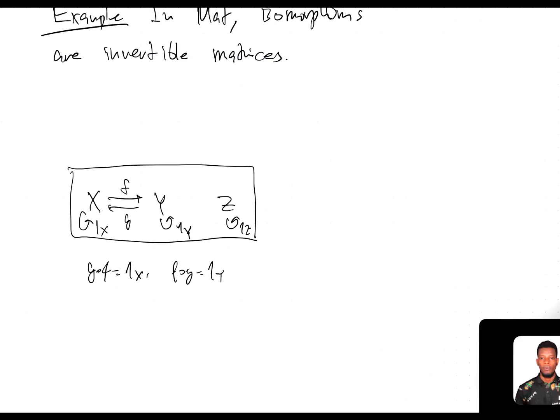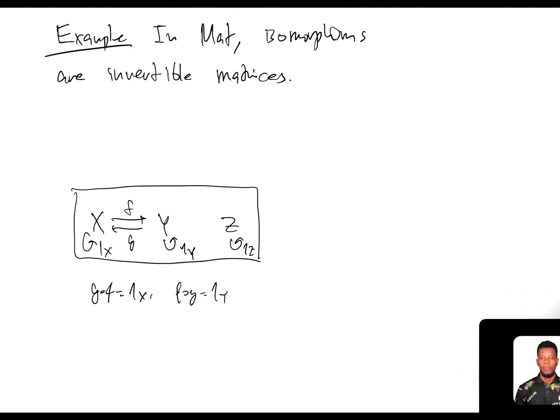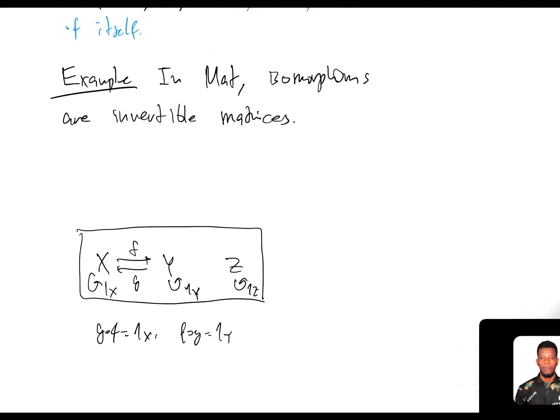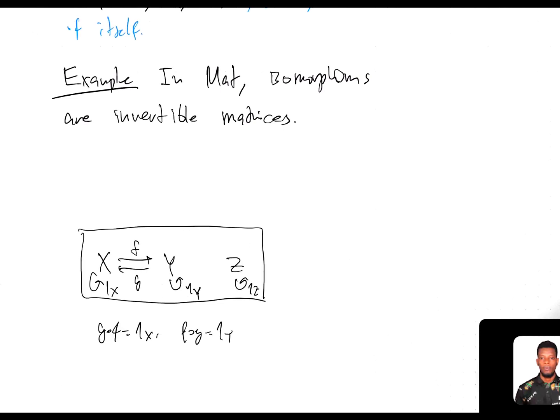Okay. And you can also have many isomorphisms between two given objects. There could be many ways of building isomorphisms. Here is an example. Okay, so I will mention this example.